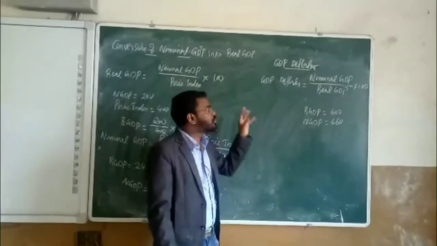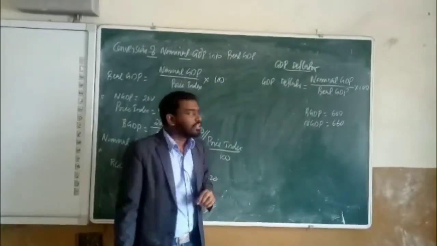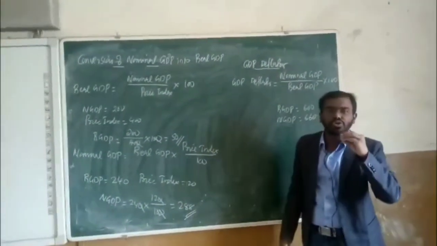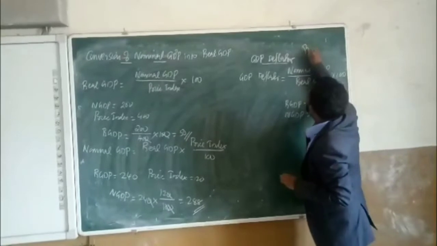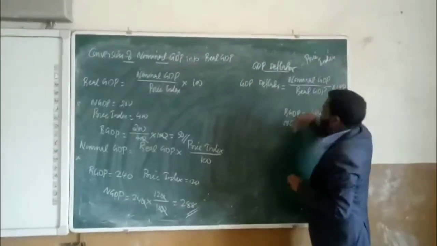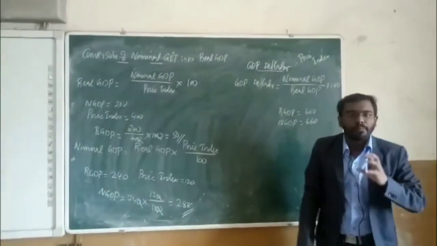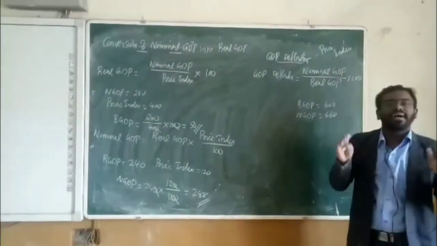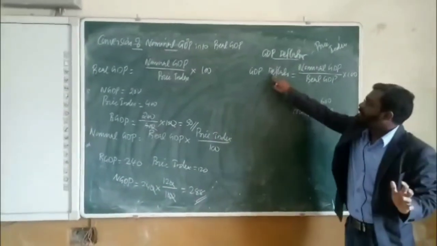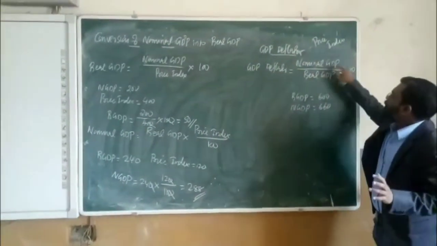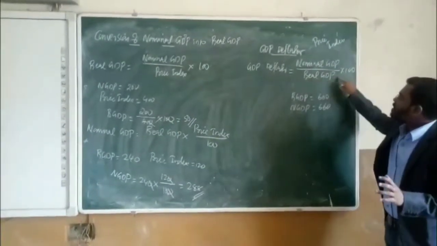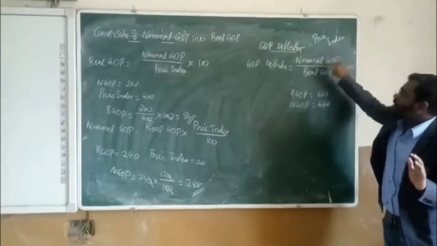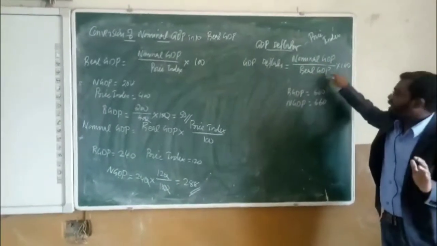So coming to our last topic of today's part, that is GDP deflator. Simply, GDP deflator is also known as price index. It is the ratio between nominal GDP and real GDP. So GDP deflator is equal to nominal GDP divided by real GDP into 100, or GDP at current year price divided by GDP at constant price into 100.